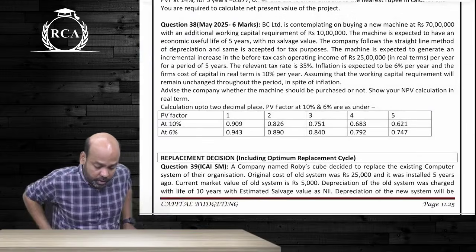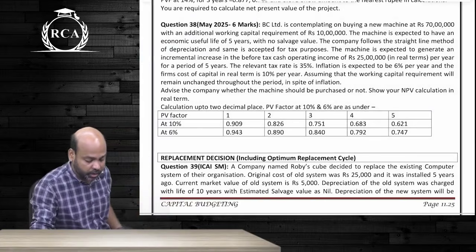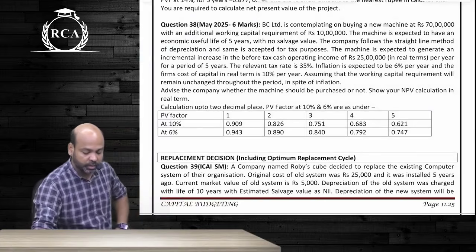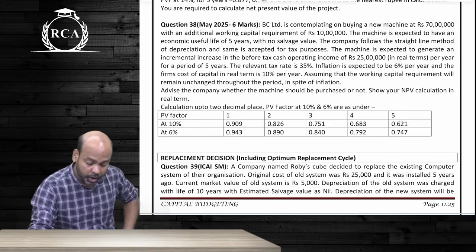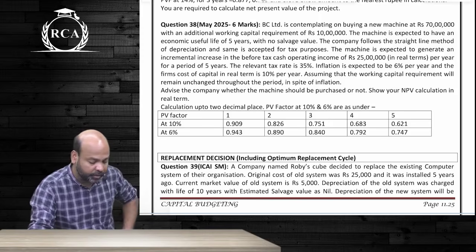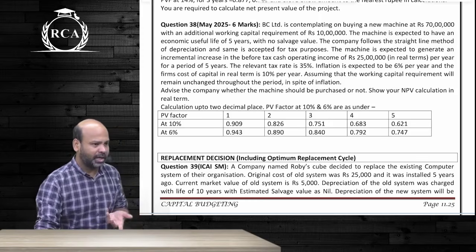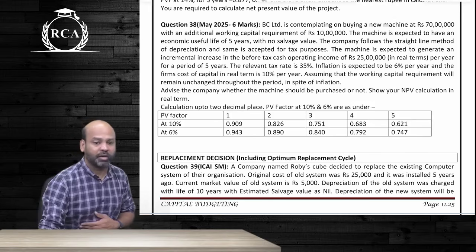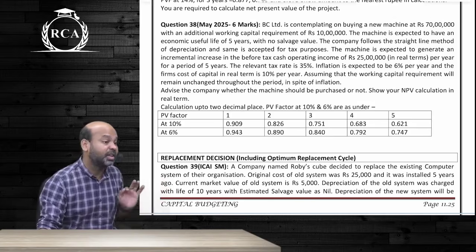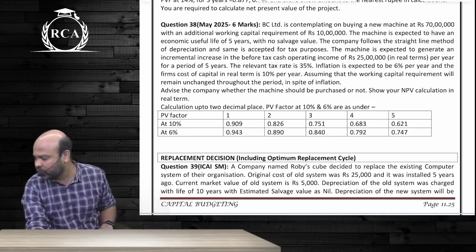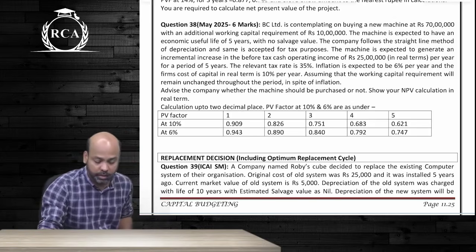Next. The relevant tax rate is 35%. Inflation is expected to be 6% per year and the firm's cost of capital in real terms is 10% per year. Assume that the working capital requirement will remain unchanged throughout the period in spite of inflation. By default, guys, we assume that the working capital requirement is going to remain constant. That is why working capital is always taken as a part of initial investment and then directly considered as a part of terminal cash flow. Are we clear about this?